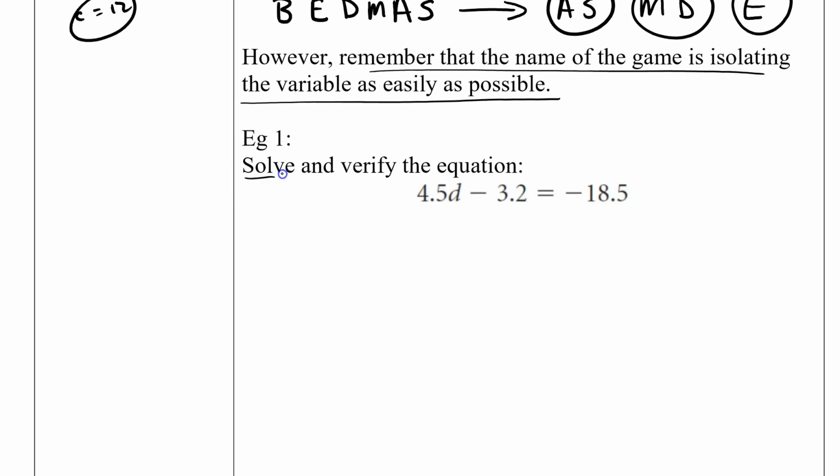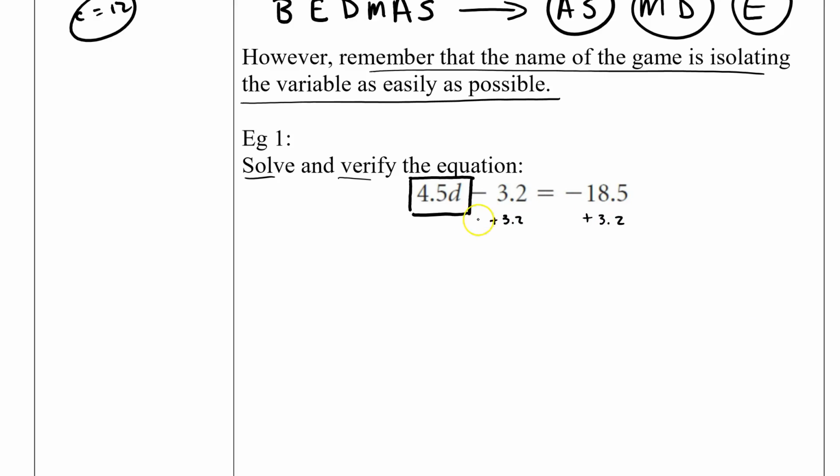So we're being asked to solve and verify in the first example. So I just want to put a box around where my variable is. It's multiplied by 4.5, but this is the thing that we want to isolate first. What's getting in our way? Oh, 3.2 is subtracted from it. So I want to add 3.2 to this side because equations are balancing acts. And on the other side of the equal sign, I'm going to also add 3.2.